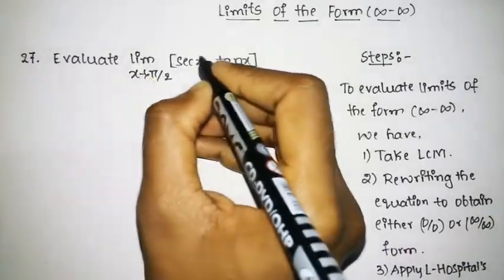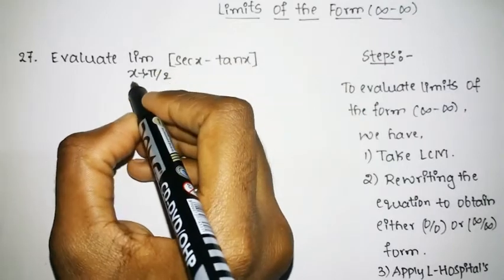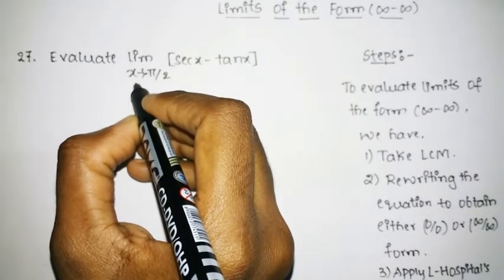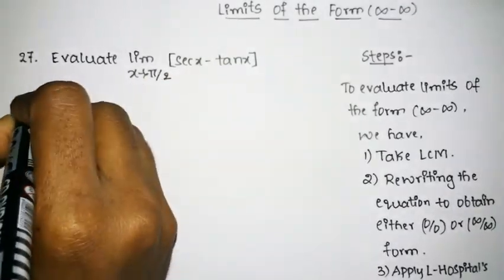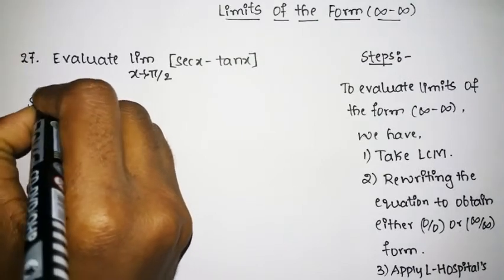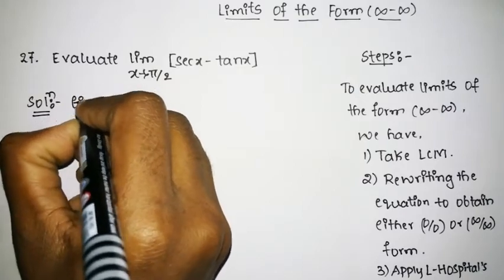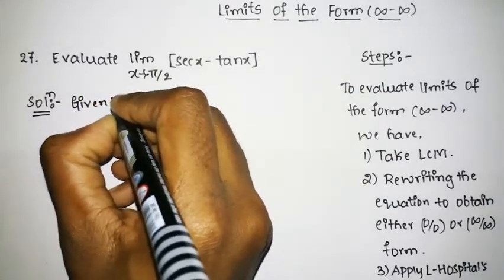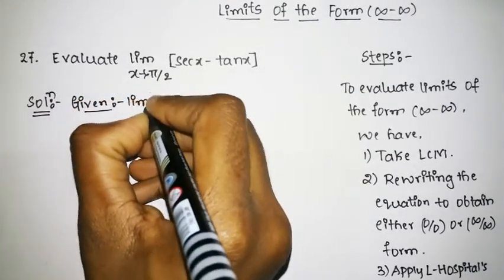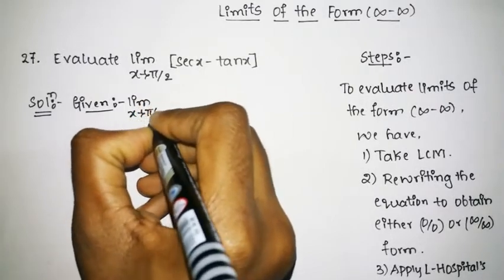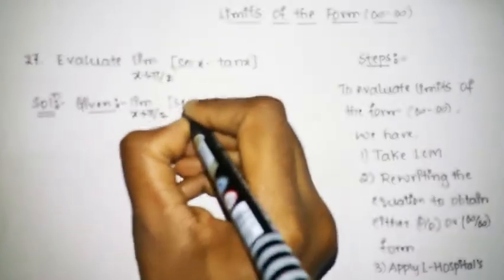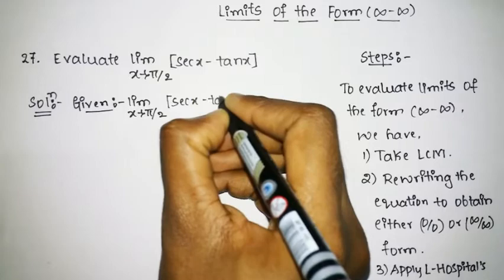So here we can solve a simple example, that is, evaluate the limit as x tends to pi by 2 of sec x minus tan x. So we shall solve it. Solution: the first step is we need to write the given. So the given is limit as x tends to pi by 2 of sec x minus tan x.